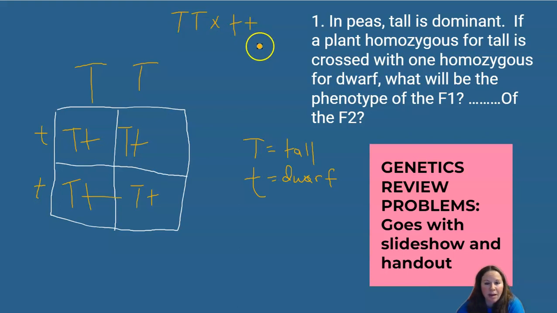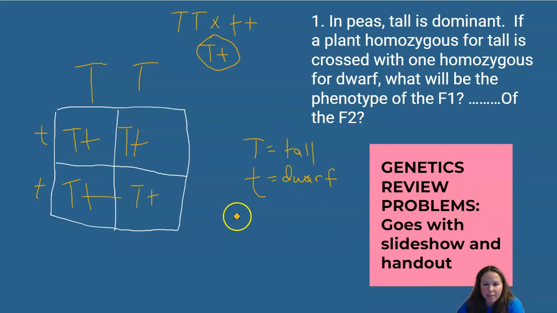And if you think about how each parent can only give one allele to its offspring, which happens during meiosis, then I know that this parent can only give a big T. That's all it has to give. And this one can only give a little t. So then I know 100% of the offspring will be big T, little t.